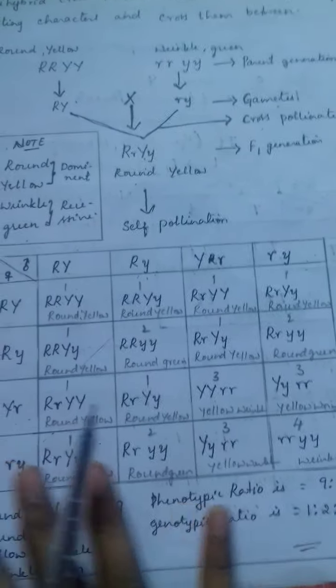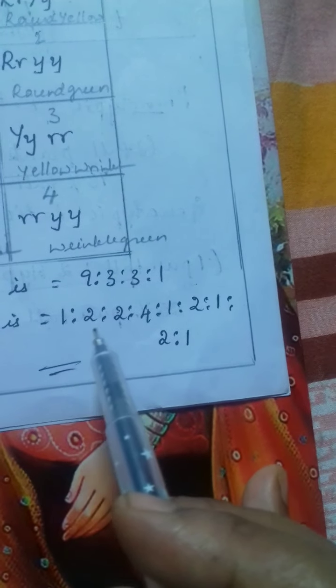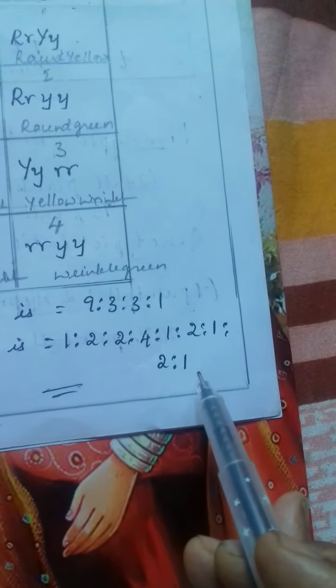As we took two dominant characters and two recessive characters, dihybrid cross, individually we got the four characters. Four characters became the dominant. So we can write the phenotypic ratio as 9:3:3:1. Genotypic ratio is not needed, just for your understanding. 1:2:2:4:1:2:1:2:1 is the genotypic ratio.